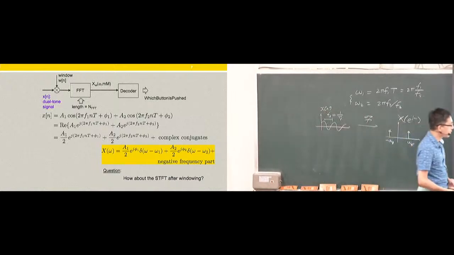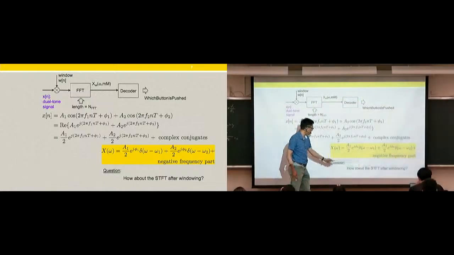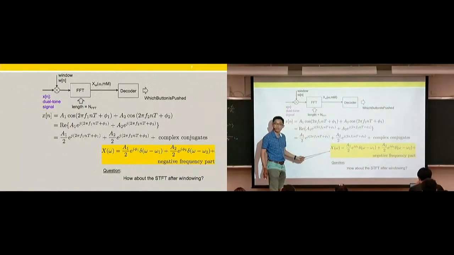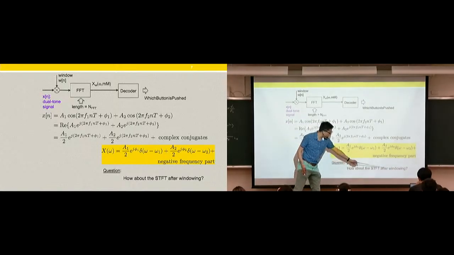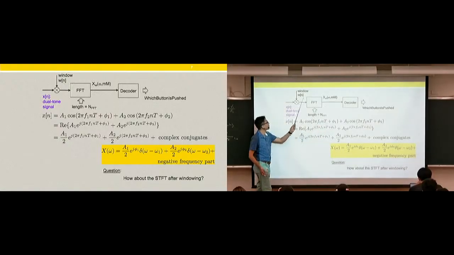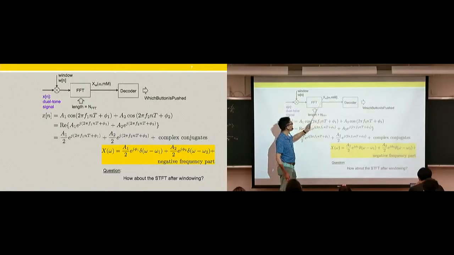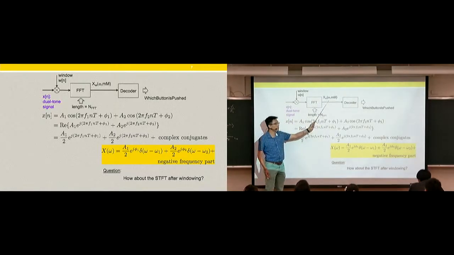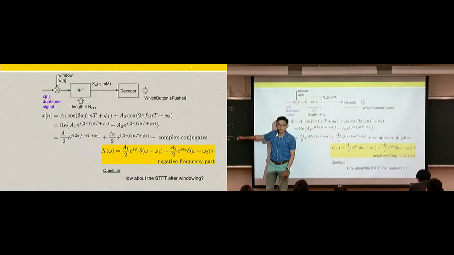So how about now the short-time Fourier transform? This is good old DTFT, not yet the short-time Fourier transform, just DTFT. So then you can ask, how about the short-time Fourier transform after windowing? How does this relate to the spectrum, the DTFT? How does the short-time Fourier transform, now as a function of both frequency and time shift, relate to this simple fact?